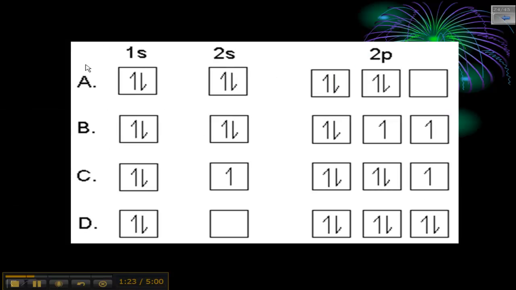Which one of these orbital diagrams is correct? A is incorrect because over here in 2p we did not occupy this third orbital. C is incorrect because we did not fill 2s before we jumped over to 2p. And D is incorrect for the same reason: we didn't occupy 2s before we went to 2p. So the one that is correct is B.